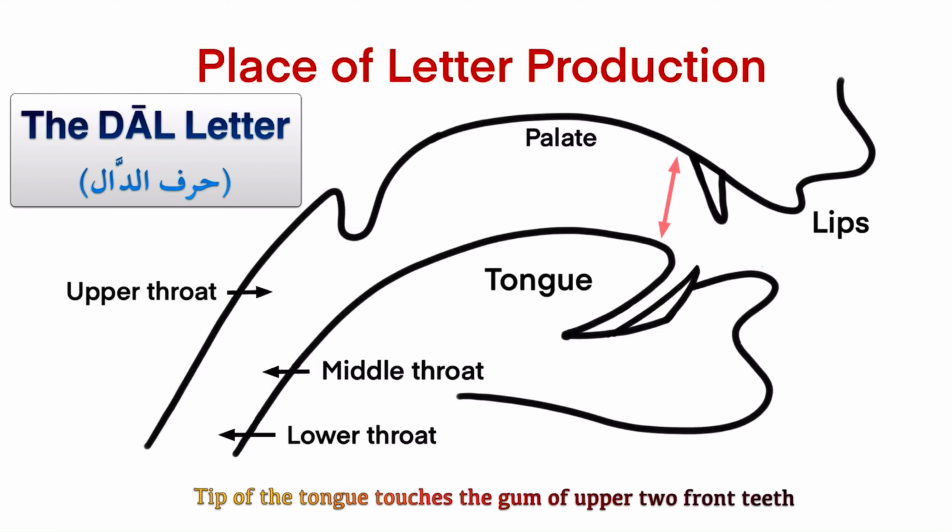In this diagram, we see how the dal letter is produced in the mouth. It is produced by the tip of the tongue touching the gum of the upper two front teeth. Try it. Da, do, di.